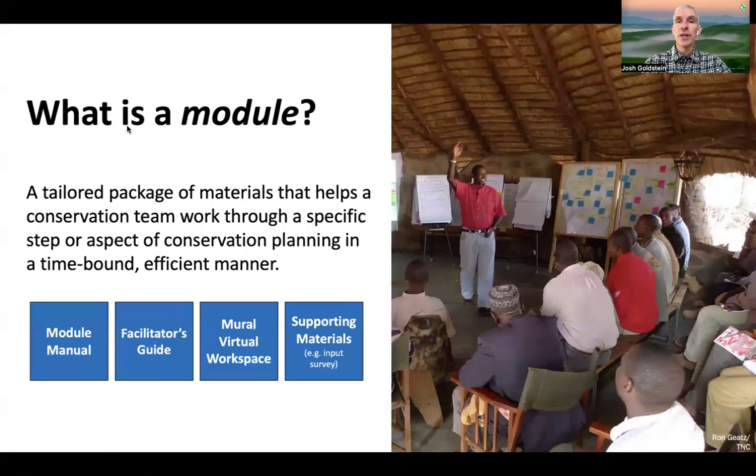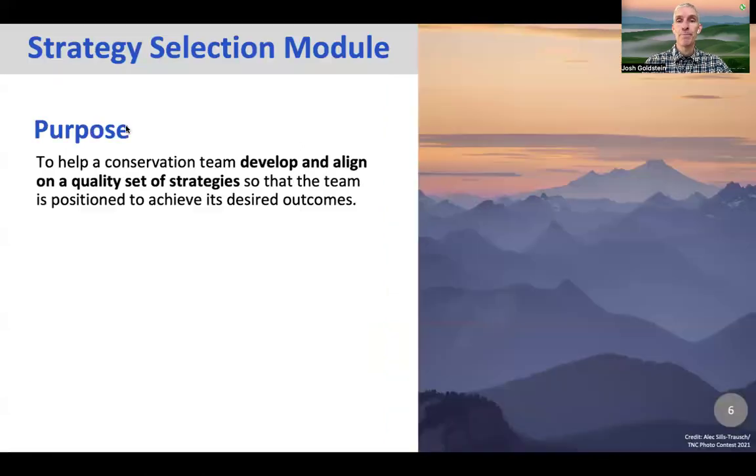And the materials include, first, a module manual document that starts with a 1-page about this module summary, then continues by describing the key concepts and general method for the module. There's a facilitator's guide that provides detailed step-by-step instructions, a Mural online whiteboard that serves as a virtual workspace, and I'll note that all the modules can be readily transferred to in-person physical whiteboards when needed. And most modules also contain supporting materials that help with implementing the module. For example, a few of the modules have templates for surveys to collect input from the planning team before our first group work session. Okay, so let's jump into the strategy selection module.